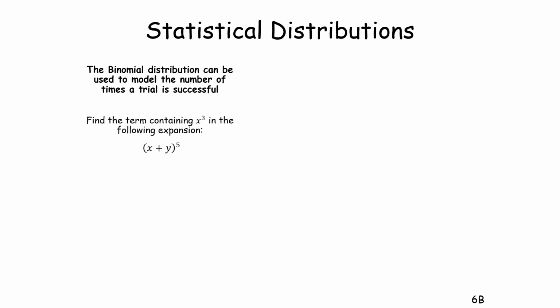Okay, so you guys have seen how to expand brackets or binomial expansion in pure maths. So all I need you to do is pause the video and find the term containing x cubed in the following expansion, x plus y to the power of 5. So you could use the formula book in pure maths, and because we start at 5 and we're choosing 3, 5 choose 3, x cubed y squared, so that will be just 10 x cubed y squared.